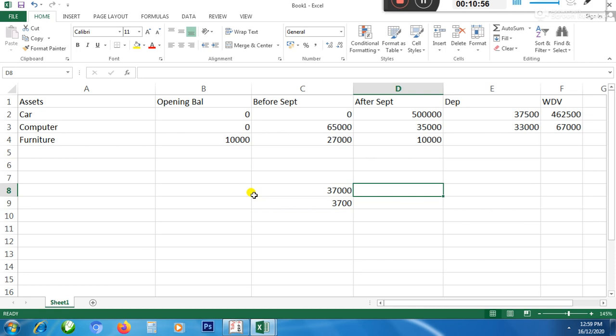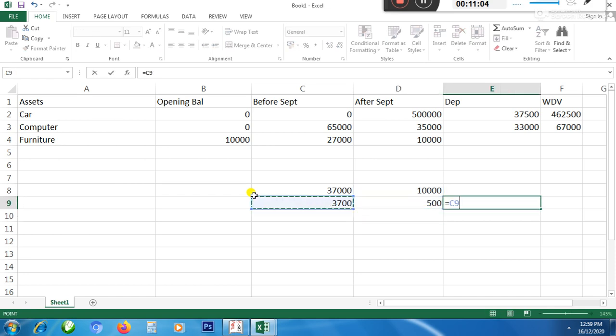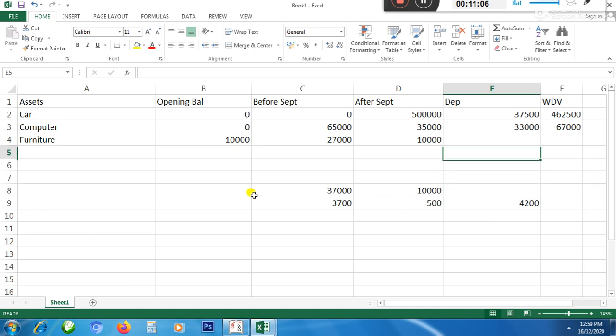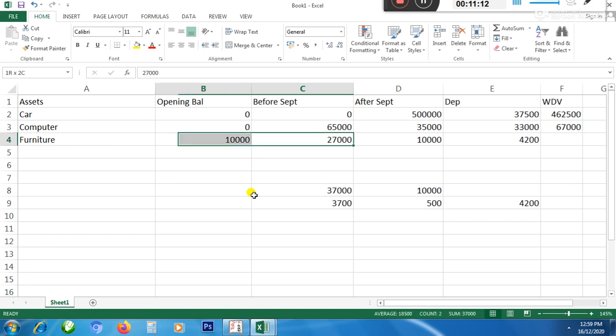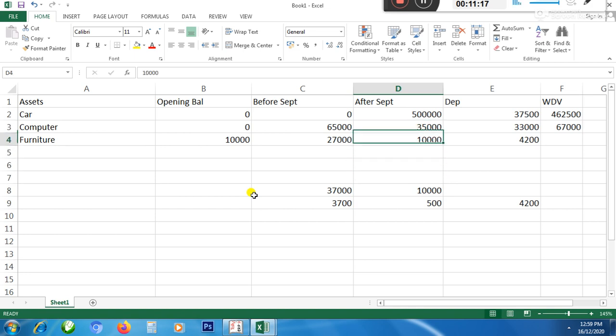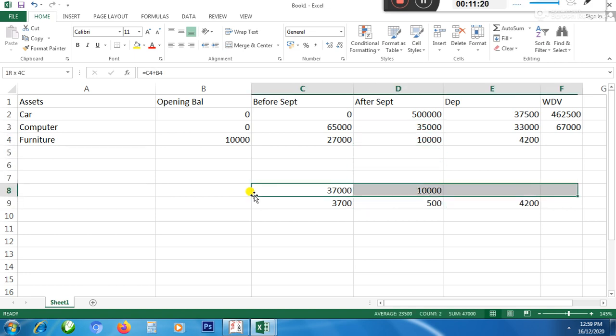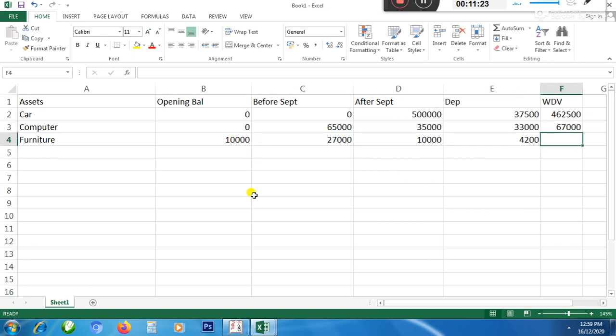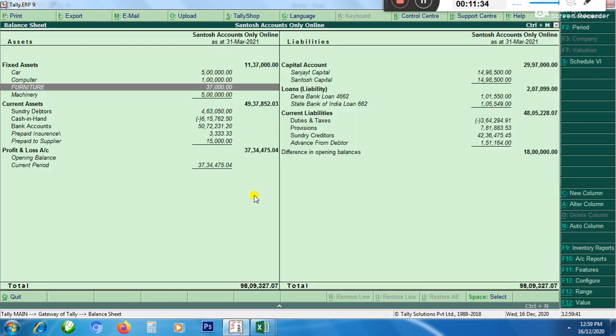And whatever after value is there, that is 10,000, you find out 5%, that is half the rate. So total depreciation becomes this plus this, that is 4,200. That's the total depreciation. So you add the opening balance and before value and calculate full depreciation on this, and after September only half the rate. The written down value is this plus this minus this depreciation.